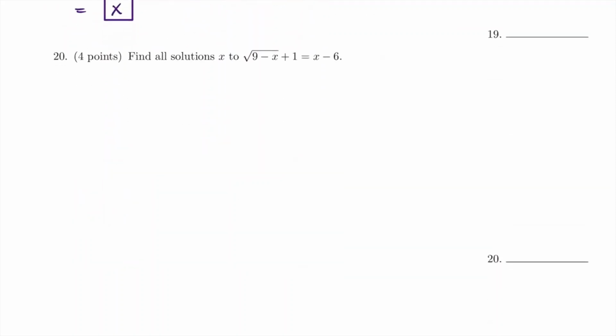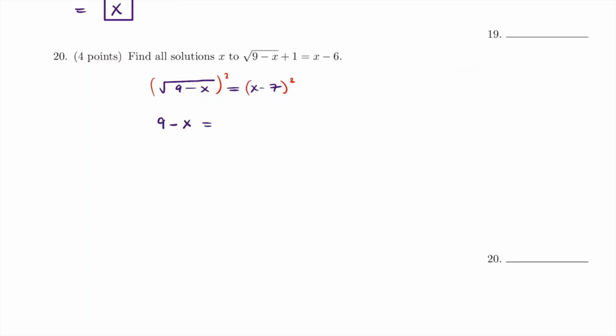Now for 20, we're going to find all solutions to this equation. So let's go ahead and isolate the radical expression by subtracting 1 from both sides. You have square root of 9 minus x is equal to x minus 7. And now we can square both sides. So on the left side, we can get rid of the radical. So that's 9 minus x.